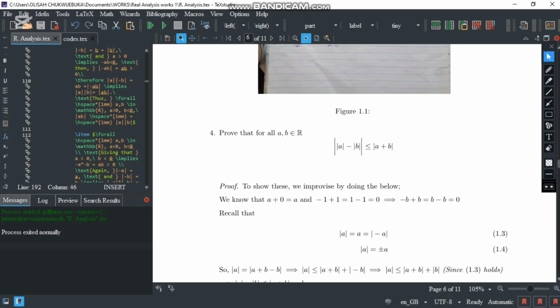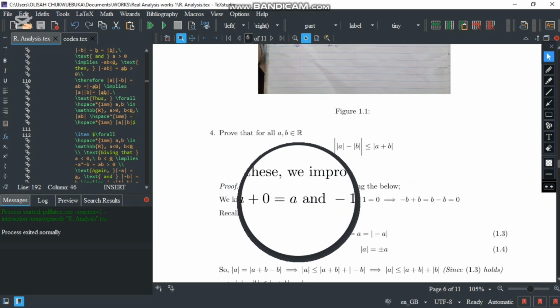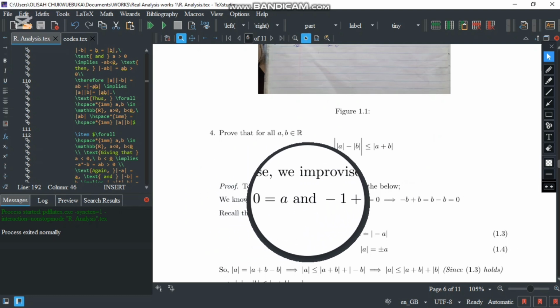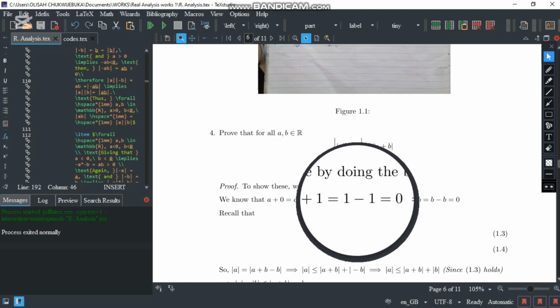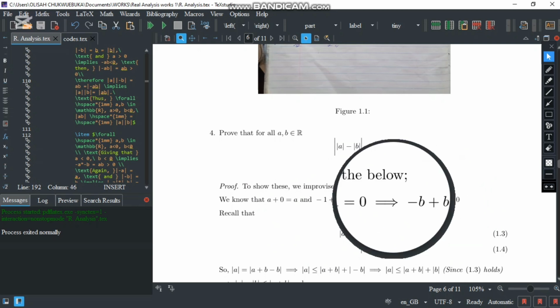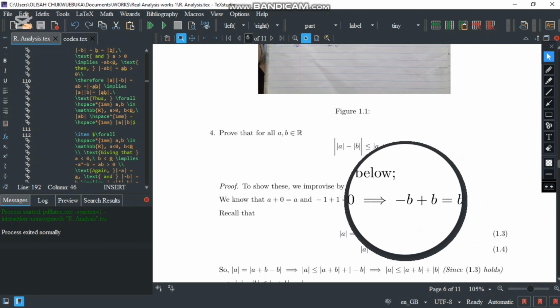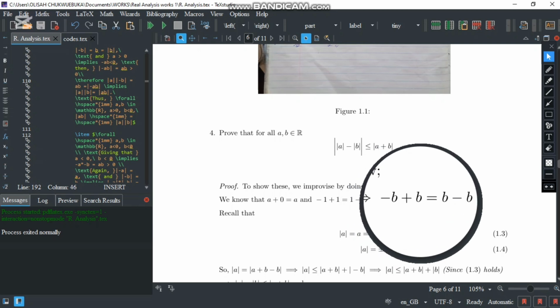We know that a plus 0 is equal to a, and minus 1 plus 1 is equal to 1 minus 1, which is equal to 0. So now we can improvise by adding a black hole. A black hole is just 0, just adding 0 in any form we see fit. So now the form I see fit here is minus b plus b, which is equal to b minus b, which is equal to 0.